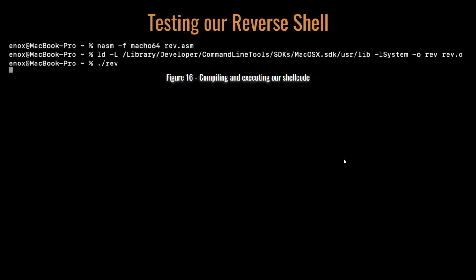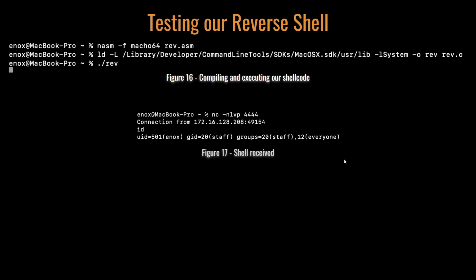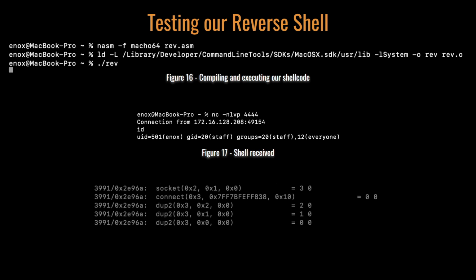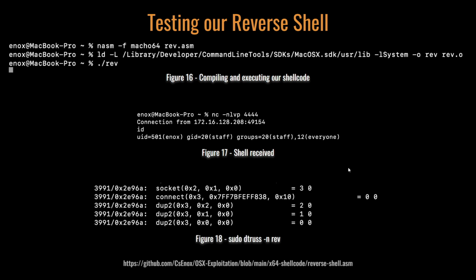Let's test our reverse shell. We are able to compile and execute it without any issues, and we receive a shell on that machine as the user enox. Furthermore, if we perform hooking and check what functions are being invoked, we see that first socket is executed, then connect, then dup2, and then finally execve. You can find the entire shellcode on my GitHub, on the OS X exploitation GitHub repo.